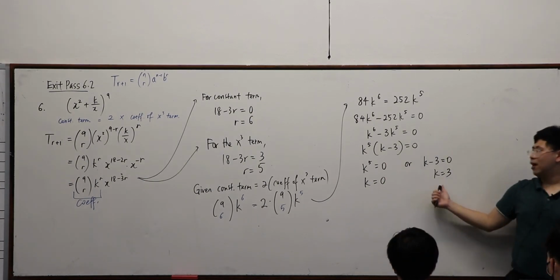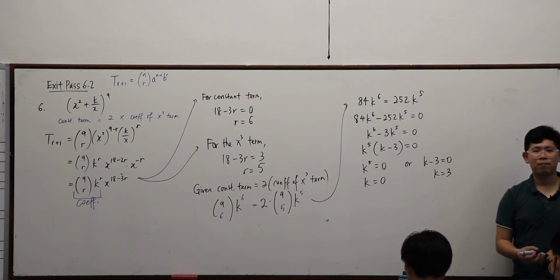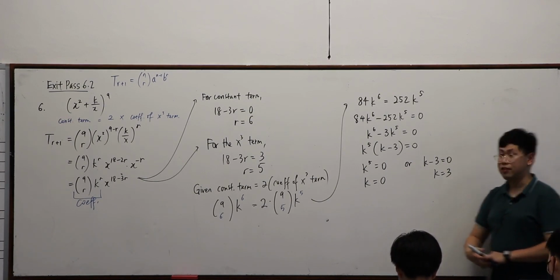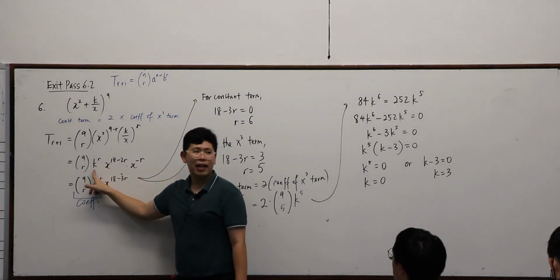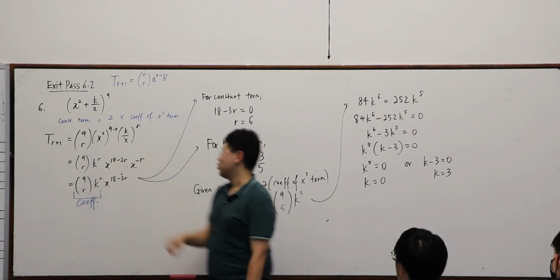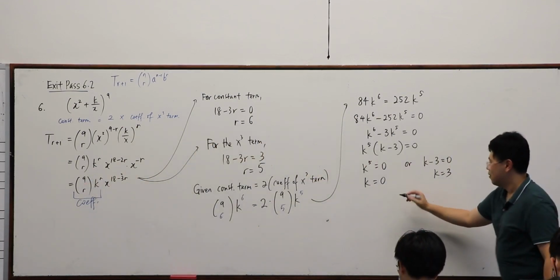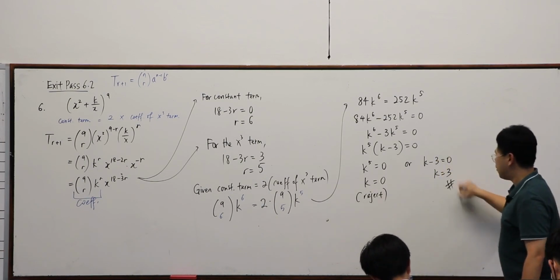So after doing this, let's check which one do we reject. Which one do we reject? The 0. Why? Because if k is 0, the entire thing is 0. So we don't need to think, don't need to expand, correct? So a bit pointless. So we just reject this one. Reject 0 and we take 3 as our answer.